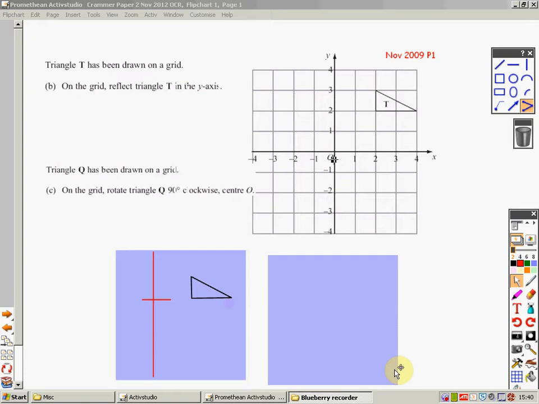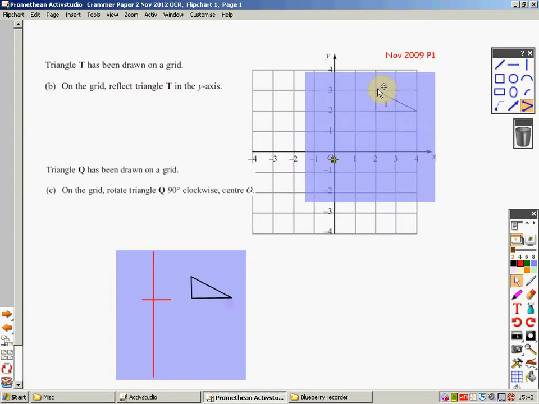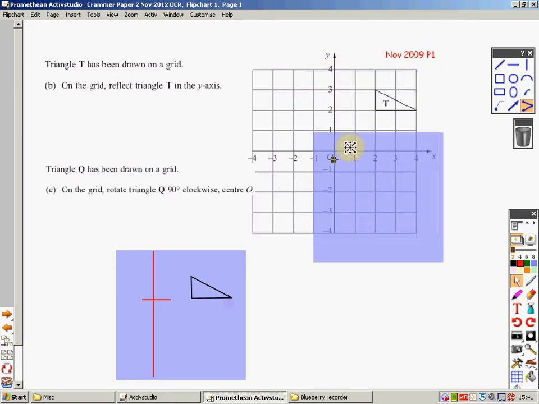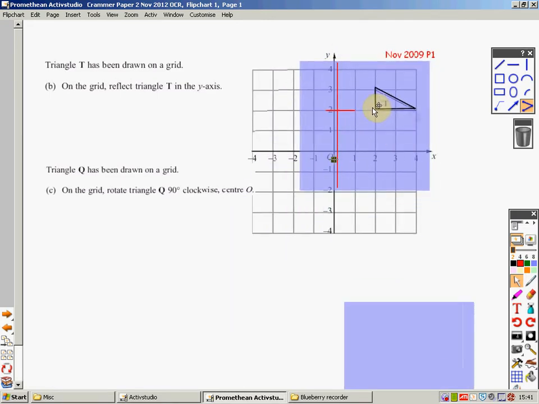Okay, first topic is transformations. Triangle T has been drawn on the grid. On the grid, reflect triangle T in the y-axis. The first step is to get some tracing paper and trace that on there. You would then trace down here and across there. I've done that already just to speed things up. So there's my tracing already done.